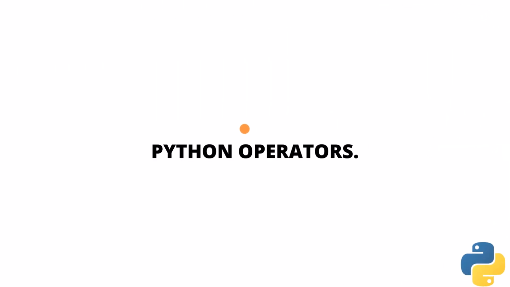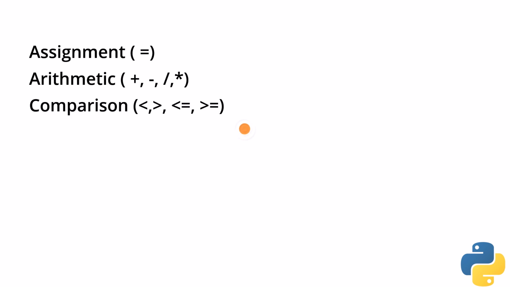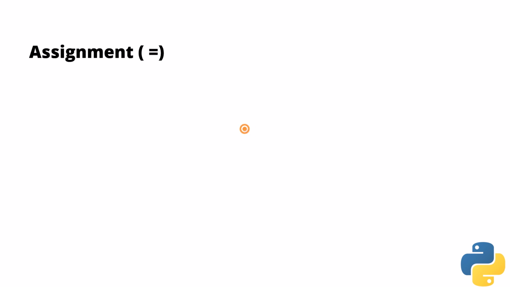In Python, operators are special symbols or keywords that perform specific operations on operands. There are several types of operators in Python, including assignment, arithmetic, comparison, logical, and many more. We'll start with the assignment operators.